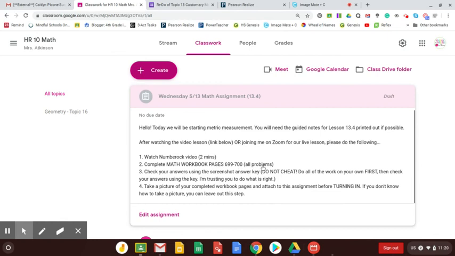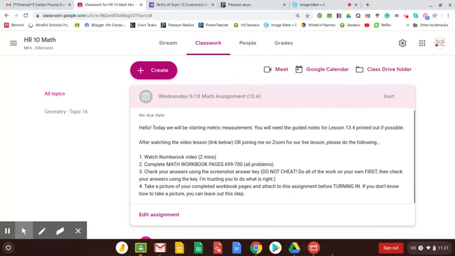I want you to do all of the problems. I've attached an answer key right to this assignment. So after you do those workbook pages, I want you to correct your work. Do not cheat, right? It's not really worth it to cheat, because then you're just cheating yourself out of knowing how to do it. So make sure that you don't look up the answers first. First, you want to do the work, and then just check your answers using the answer key. And it's okay if you get some wrong. You're just checking it and seeing what you understand.